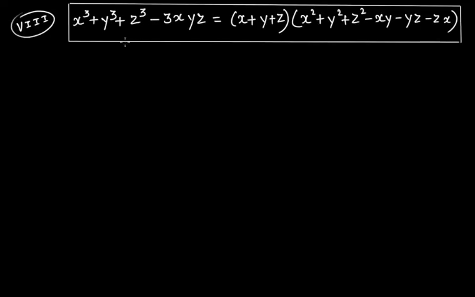Now this is the last one, and in this identity we have x cubed plus y cubed plus z cubed minus 3xyz. This is equal to x plus y plus z multiplied by x squared plus y squared plus z squared minus xy minus yz minus zx. You have to learn this, but let's see the proof of it.